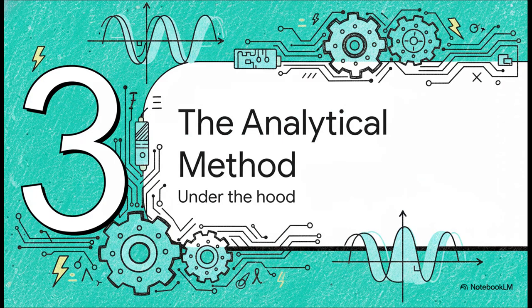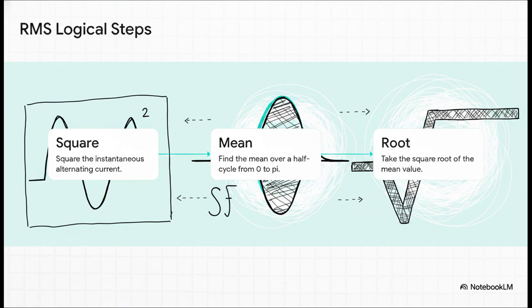All right, Section 3, the analytical method. This is where we finally get to go under the hood. I want to clearly signpost the math for you here, walking through the 3 logical phases of this derivation so no one gets lost in the weeds with the upcoming equations. Remember that name we talked about, root mean square? We're literally just doing that step by step. So, step 1, we take the instantaneous alternating current and square it. Step 2, we find the mean of that squared current.